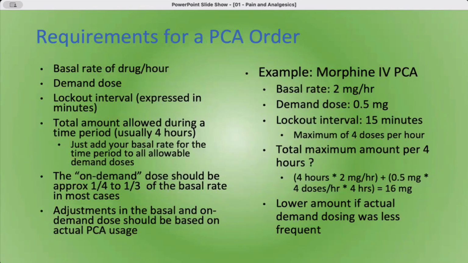Then you can extrapolate that into a daily dose of morphine or what have you. This is going to be variable based on how much demand dosing that the patient administers. If they end up not needing it every 15 minutes, then this 4 doses an hour will be less. But with a 15-minute lockout, they can get no more than 4 doses an hour.